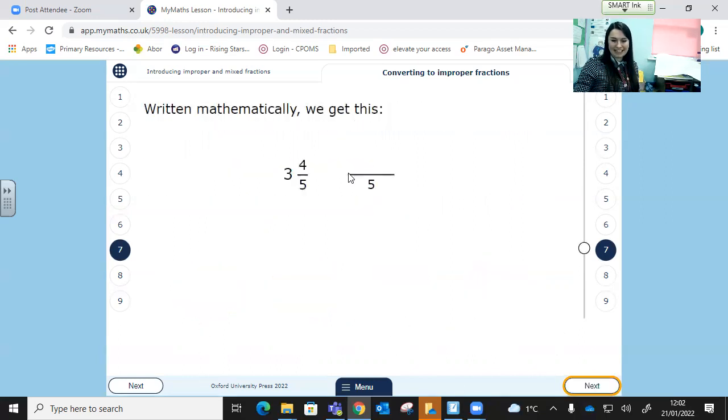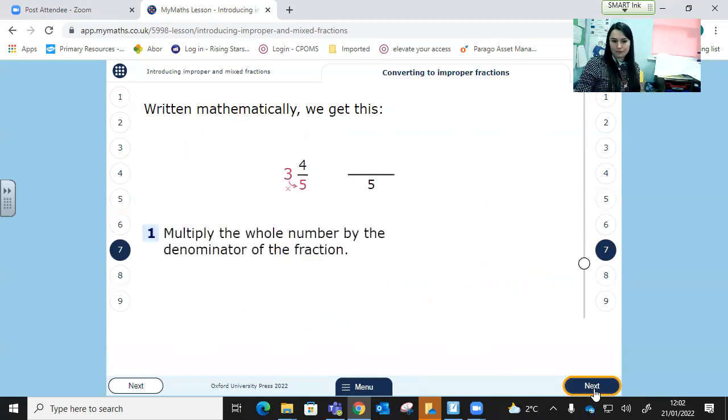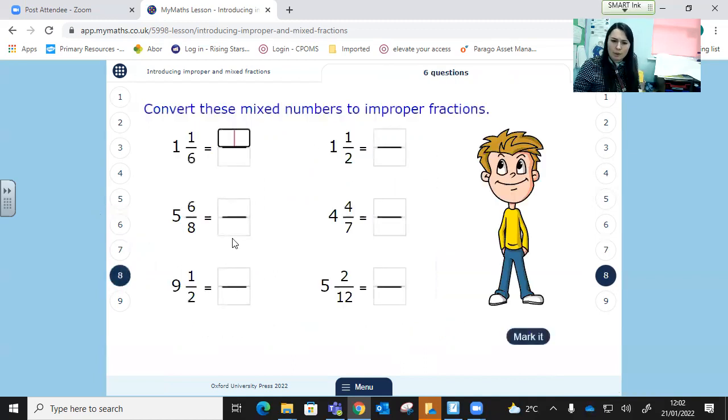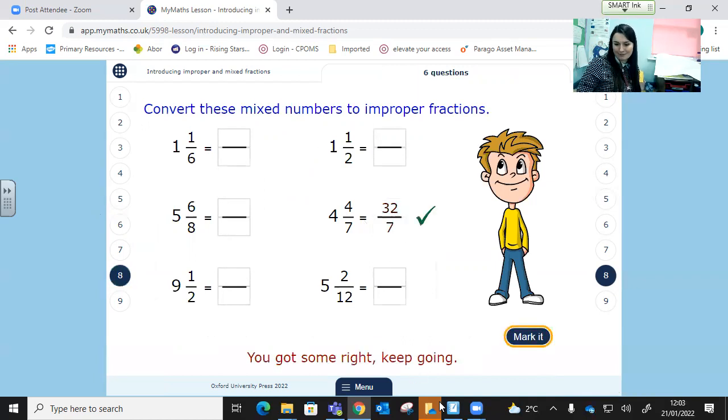Okay, so mathematically, we would have done the big number, the whole number, times the denominator, then add the leftover pieces, which gives us 19. Again, the denominator never changes, so that's the same. So we won't do all of these. Let's just do 1 or 2 together. I'm going to choose this one here. 4 and 4/7. So the steps were whole number times the denominator, 4 times 7, 7, 14, 21, 28. Add the remaining 4 would give you 32, and it would be over 7.